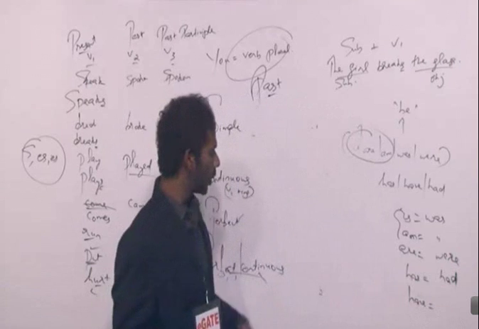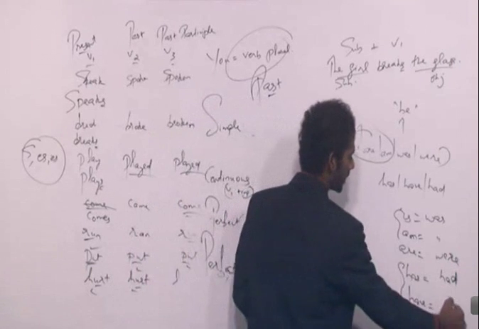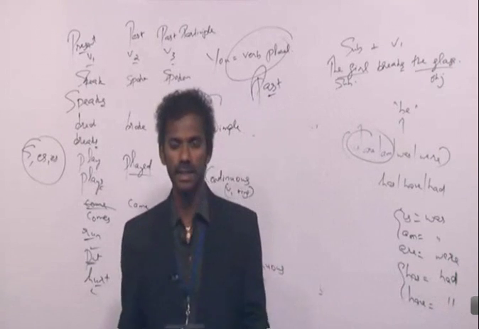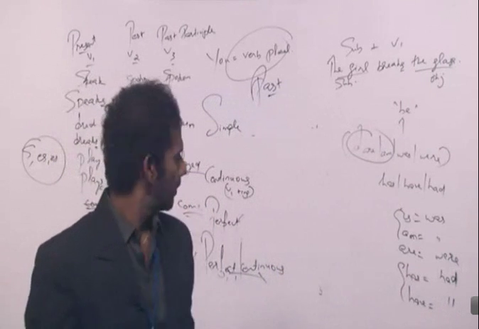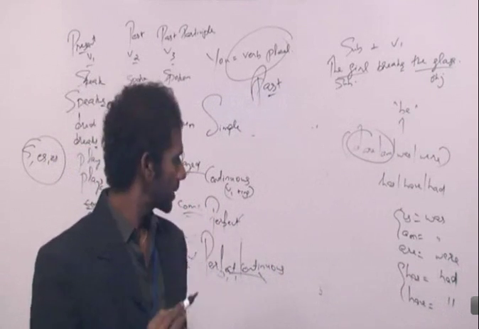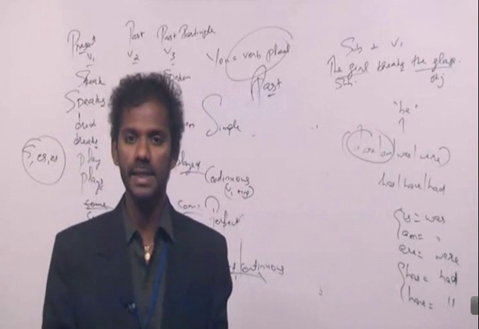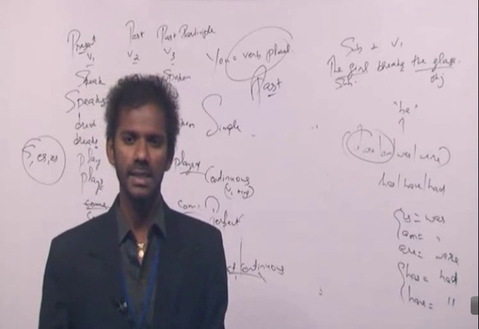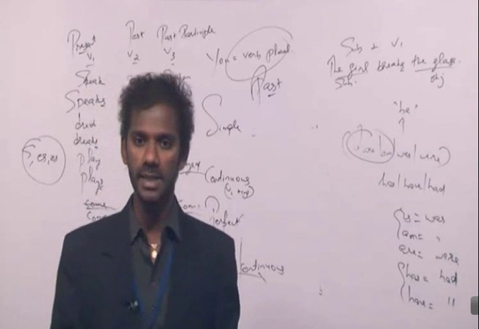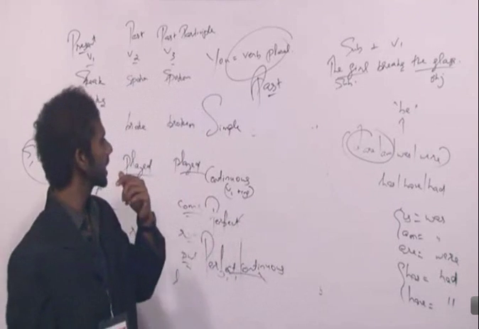The past tense of both has and have is had, right? So past tense of is and am is was. Past tense of are is were. Past tense of both has and have is had. Clear? Fine. So as I said, if you know the structure of present tense, the structures of past tense is very easy. Clear? Fine. Come to the first category.